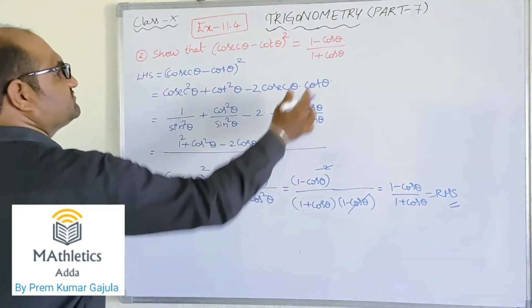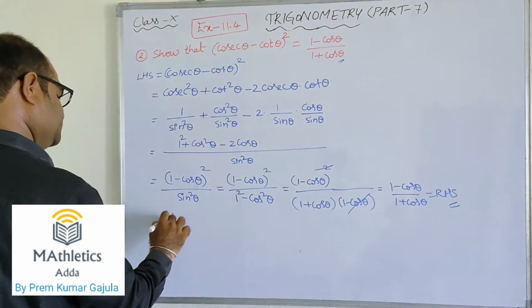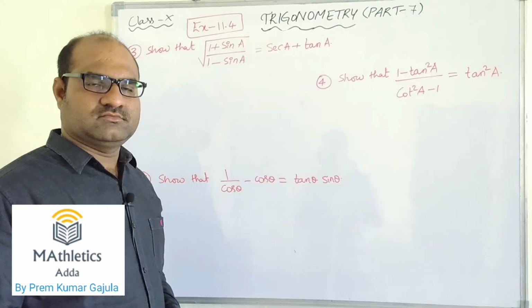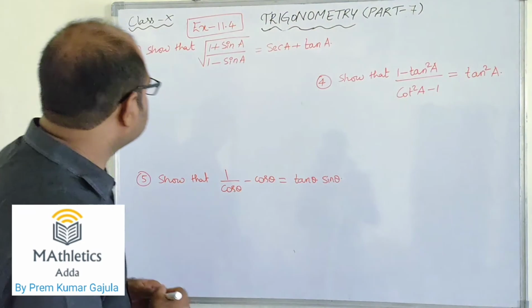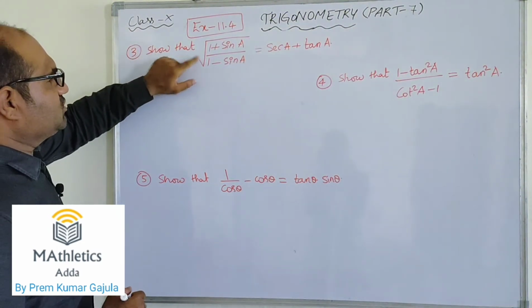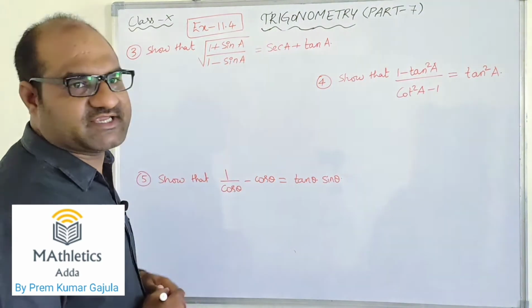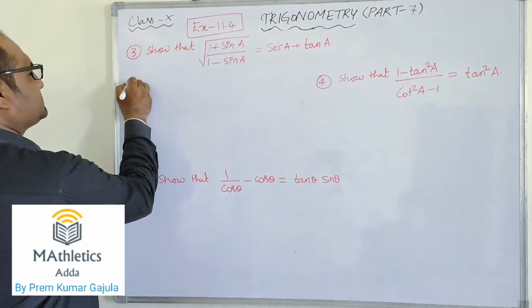So what we can say? LHS is equal to RHS. Now let us look at the next question. Third question, show that root over 1 plus sin A by 1 minus sin A is equal to secant A plus tan A. So now let us solve this.